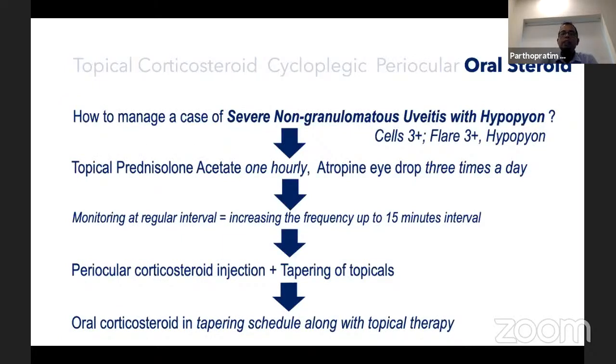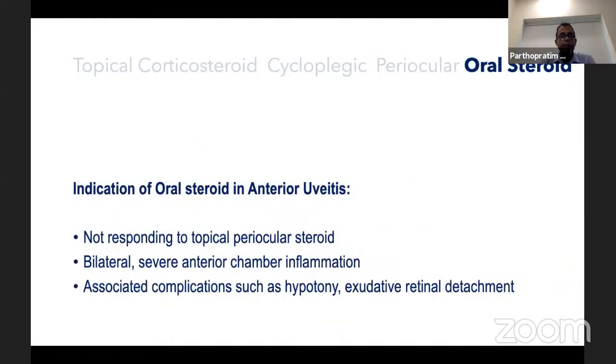Now, how to manage a severe case of non-granulomatous uveitis with hypopyon? As you can see here, we start topical steroid 1 hourly, we give atropine, and at regular intervals we increase the frequency. Then if it is not responding, we use the periocular steroid. And even if it is still not responding, then we can think of using oral corticosteroid.